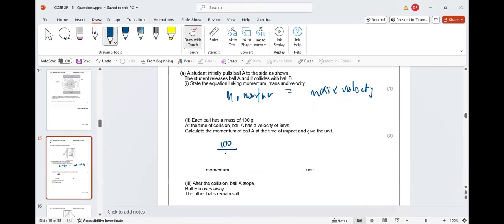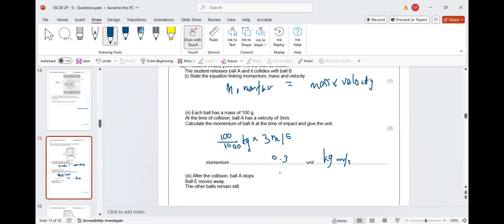So convert grams into kilograms. To convert grams into kilograms, you divide by 1000, then multiply by the velocity, 3. So we get 0.3 kilogram meters per second. Ensure that you write your answer in the blanks given, right?